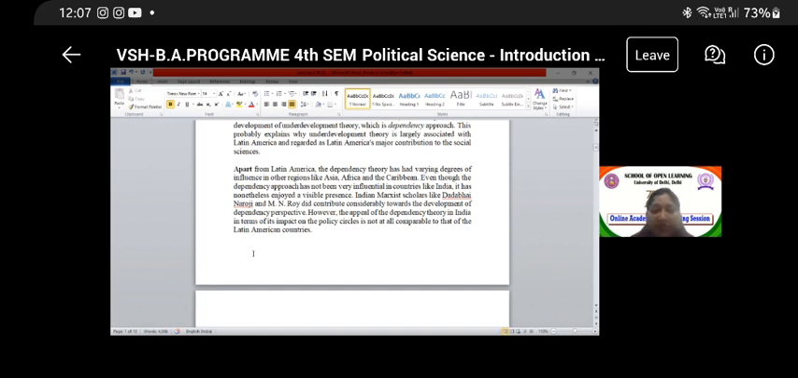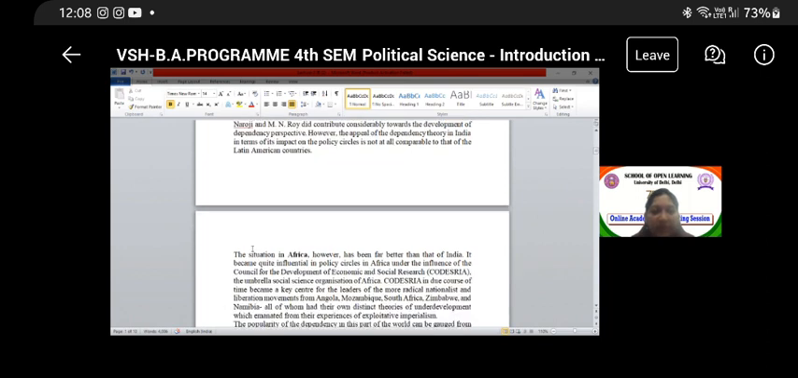Even though the dependency approach has not been very influential in countries like India, it has nonetheless enjoyed a very visible presence. Indian Marxist scholars like Dadabhai Naoroji and M.N. Roy did contribute considerably towards the development of the dependency perspective. However, the appeal of the dependency theory in India in terms of its impact on the policy circles is not at all comparable to that of the Latin American countries.